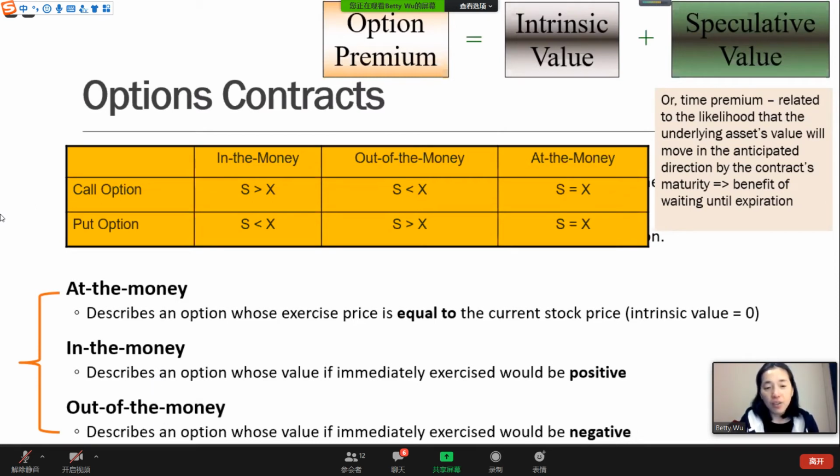And the last scenario is that if the intrinsic value is negative, then we say it's out of the money. So for you, you wouldn't want to exercise it. You want to wait and see, hopefully you'll get something very good later on.